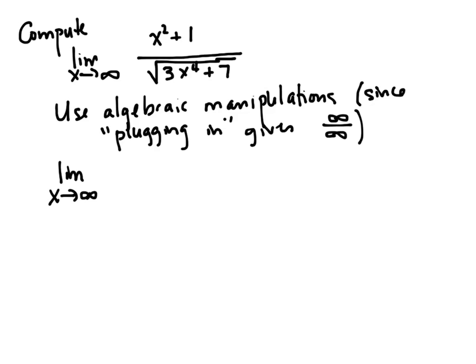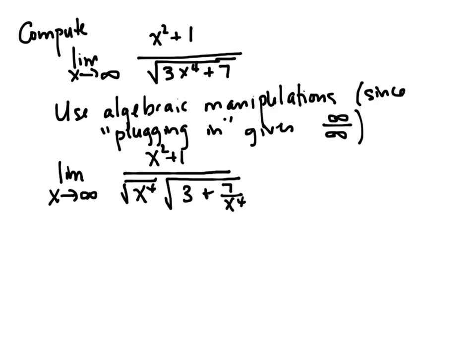So we're going to try to pull out the largest power of x we can from the denominator. So that's going to be an x to the fourth, but we can't forget that there's a square root. And that'll give us a 3 plus 7 over x to the fourth. Okay, and let's just leave the numerator as it is for now. Now the square root of x to the fourth, that's x squared.